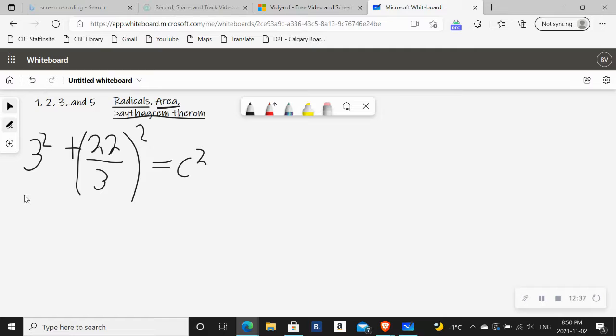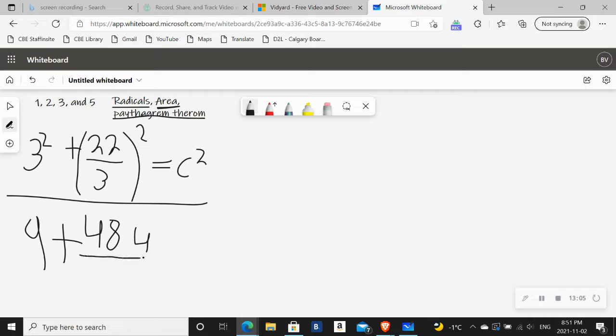Okay. So what we need to do next is solve a squared plus b squared equals c squared. And so we would take 3 squared and make that 9. And then we would take our fraction here. And so 22 times 22 is 484 over 9 to equal c squared.